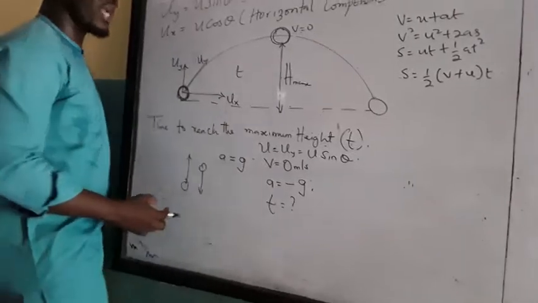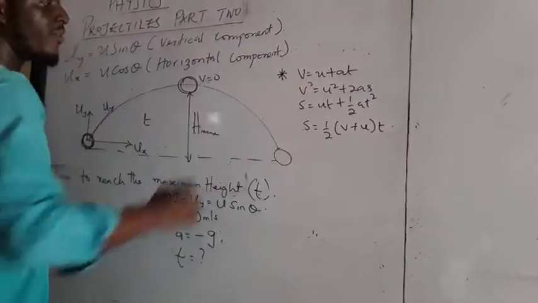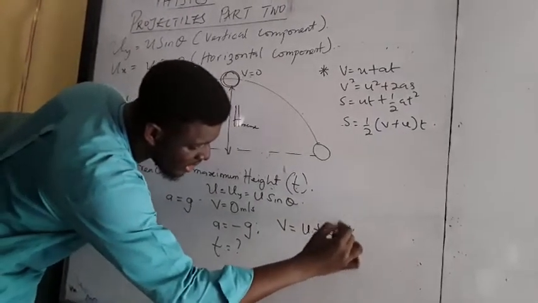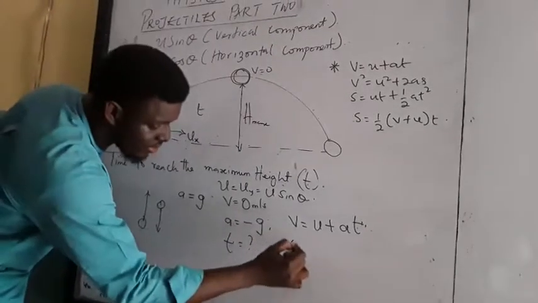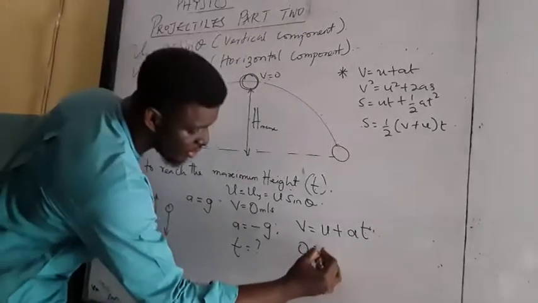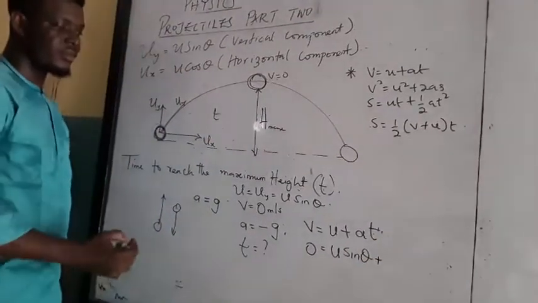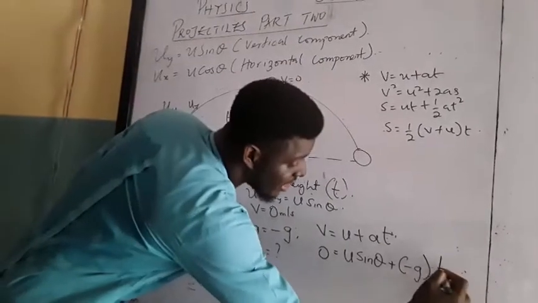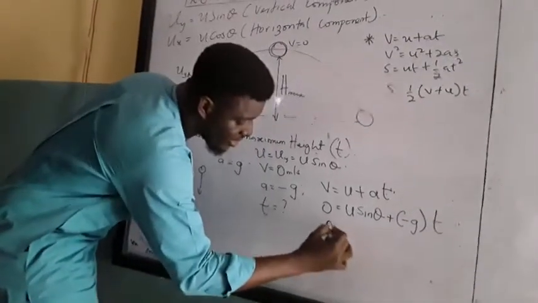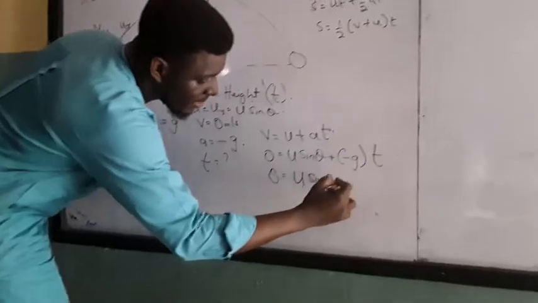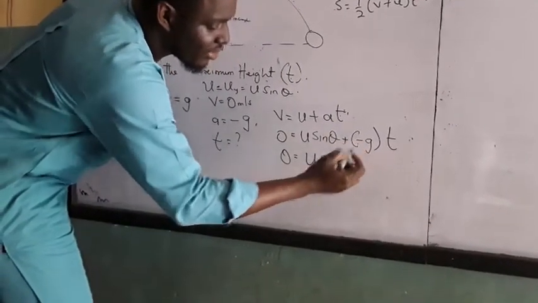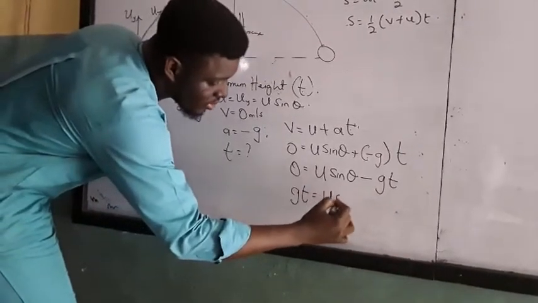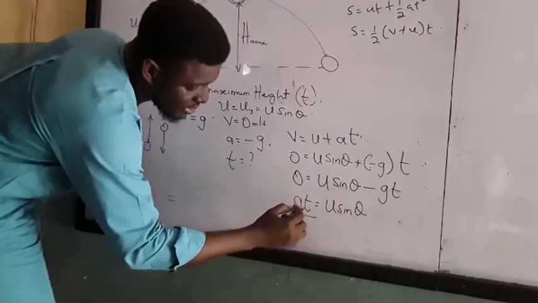Now, from the equation of motion, as you can see here, it goes with the first equation of motion. So let's put it there. The first equation of motion is V equals U plus AT. Therefore, our V here is zero. Our U there is U sine theta. Are you seeing it? And our A there changes to minus G. And we are looking for the time to reach the maximum height. Are you seeing it? So therefore, we have 0 equals U sine theta minus, plus times minus will give you minus, GT. So take it to the other side. GT equals U sine theta. So divide it, you have your T.